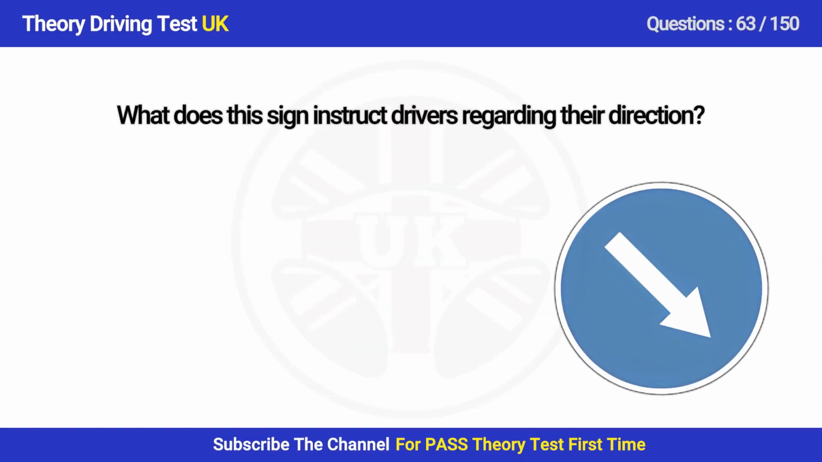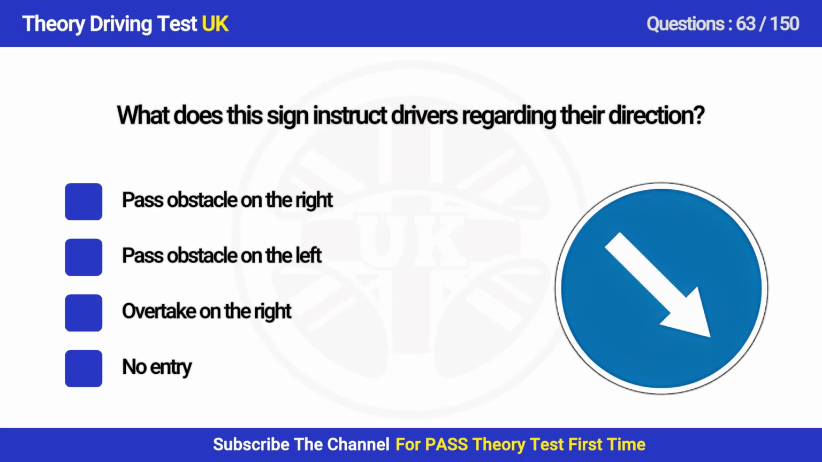Question 63. What does this sign instruct drivers regarding their direction? A, pass obstacle on the right. B, pass obstacle on the left. C, overtake on the right. D, no entry.